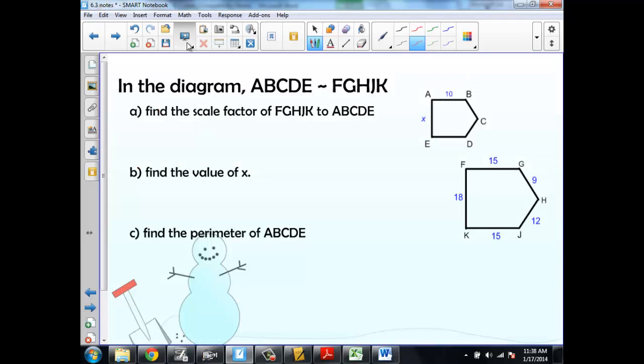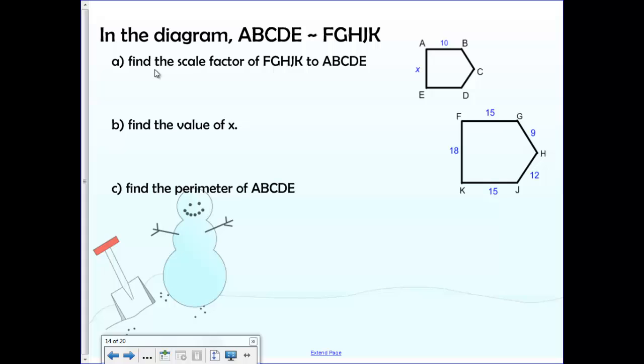So check this out. Part A says find the scale factor of FGHJK to ABCDE. It's important that you pay attention to that because it's telling you which figure we need to start with. So I start at figure F and I go to figure A. To find my scale factor, I need to figure out what two sides match up. I only have a 10 here, right? A, B, and F, G. This side matches up to this one. So when I find my scale factor, it says start at this one and go to the other one. I start here and I go here.